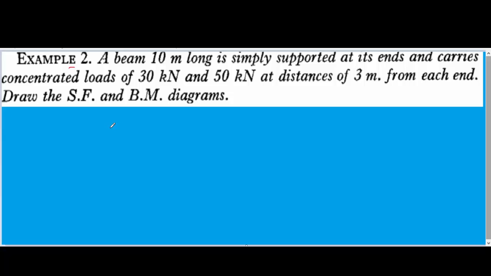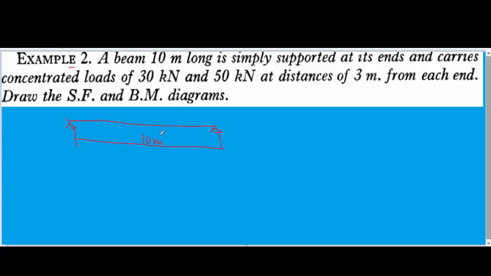So from the question, a beam 10 meter long is simply supported. So that means we have a beam. Simply supported means we are going to have supports at its ends. So we are going to have this, and the length is 10 meter. So from here we can draw 10 meter. So we are through with the first part.